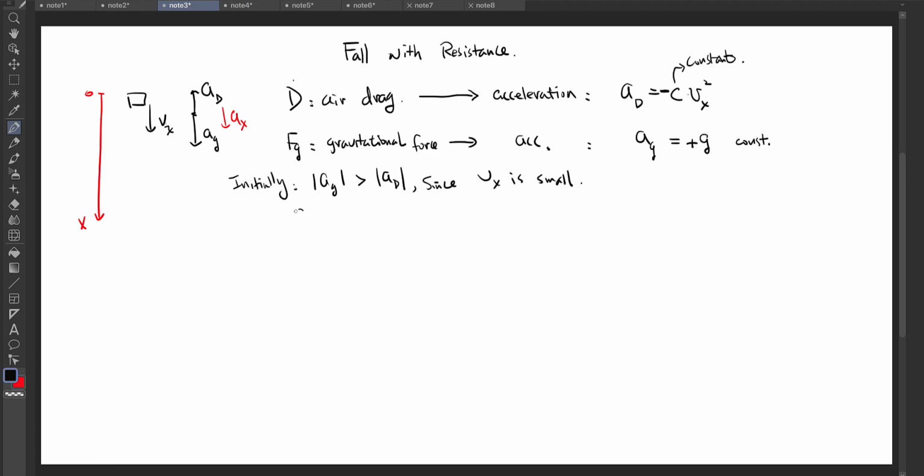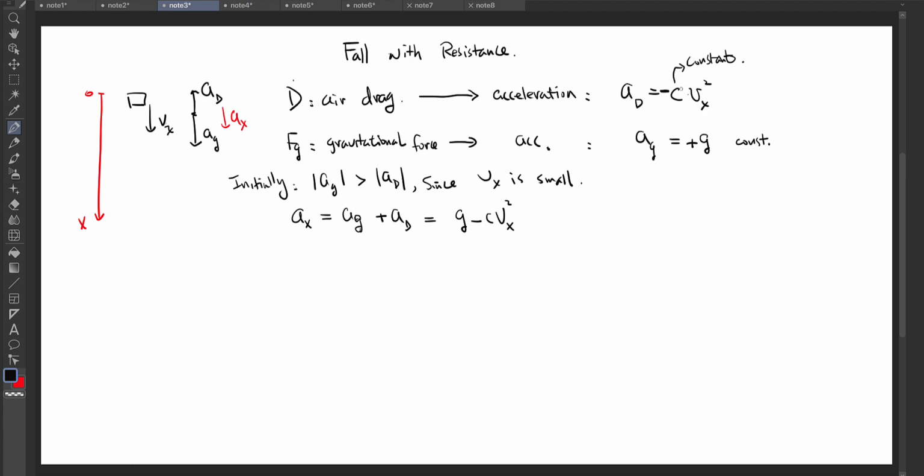And let's write down the AX expression. So AX equals AG, which is positive, sorry, and AD should be negative. So G minus C Vx squared. Now that's the change of the acceleration from the previous constant G in the previous free fall. So now we include this air resistance, C Vx squared.